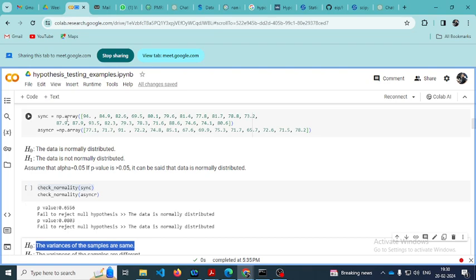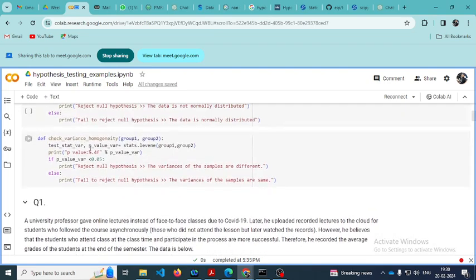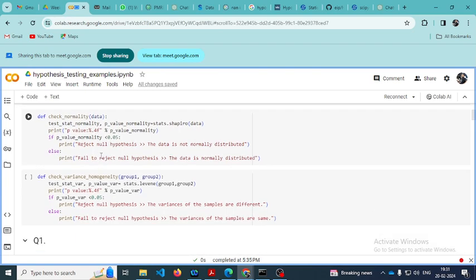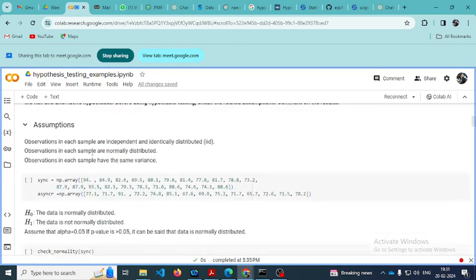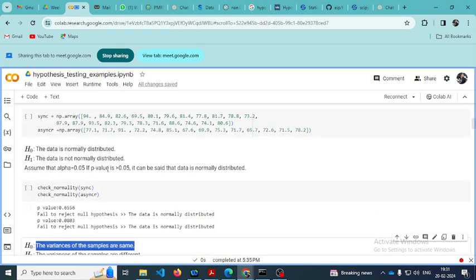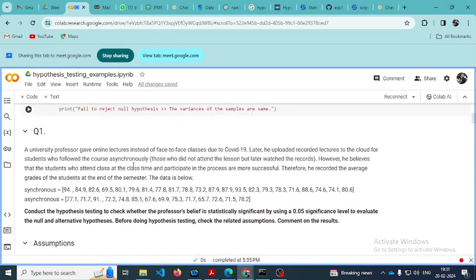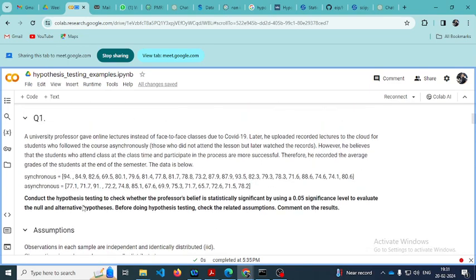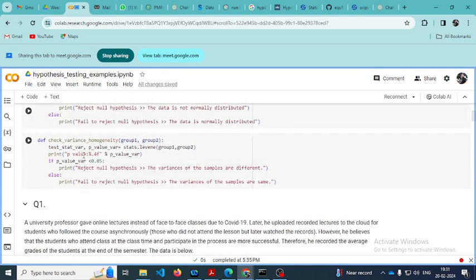What it will do is this sync data, it will call this function, then this function, this will call this superior test. Okay, so then it will return the p value. So you will get the p value. So in this example, this university professor example, the p value is 0.6556.